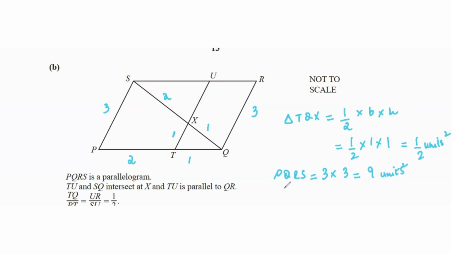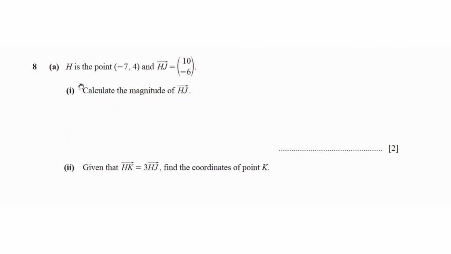So ratio is going to be 1 over 2 ratio 9, which is basically 1 ratio 18. To get rid of the fraction, we multiply both terms by 2, and that leaves us with 1 ratio 18. That is your answer. Question number 8 says H is the point negative 7, 4 and HJ is 10, negative 6.